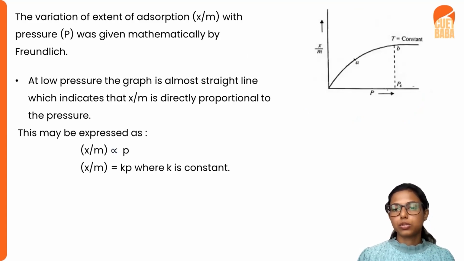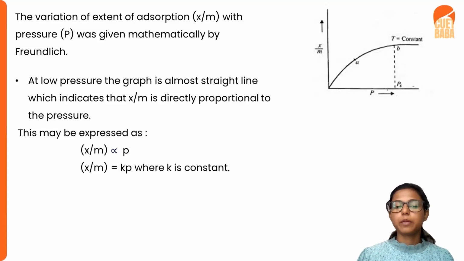So first, we are going to discuss the typical characteristics of the graph of the Freundlich adsorption isotherm. Here, the graph is drawn against the variation of extent of adsorption with the pressure. Here we can see that the X by M versus pressure graph is drawn. At low pressure, that is the starting point of this graph, it almost behaves like a straight line. That is, when pressure increases, the mass of adsorbate adsorbed on the adsorbent surface also increases. So it is directly proportional.